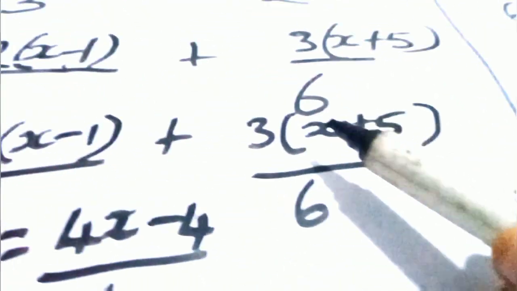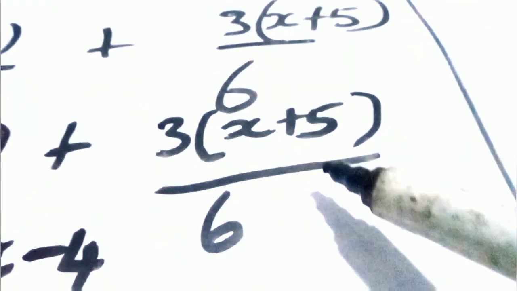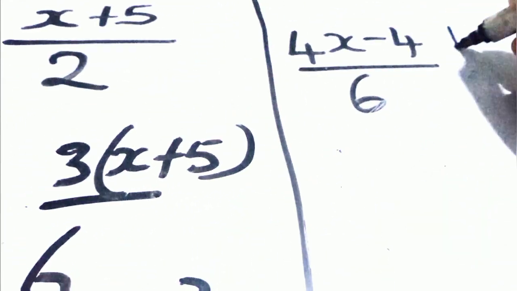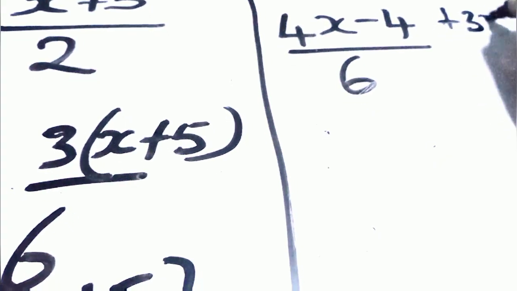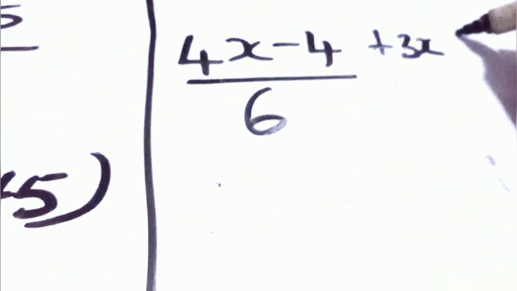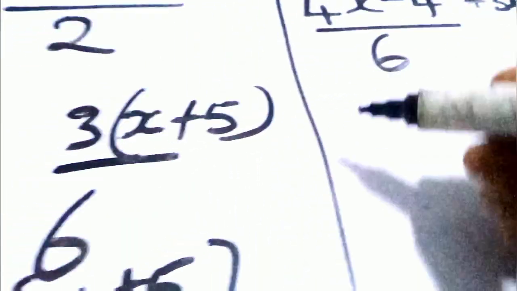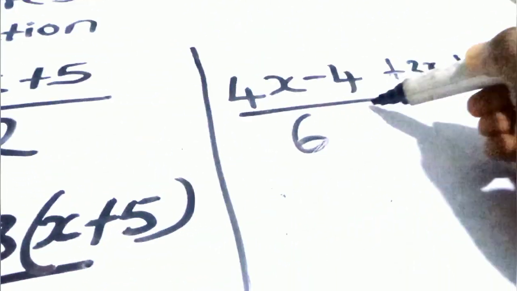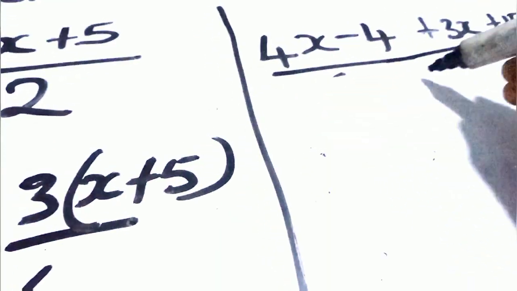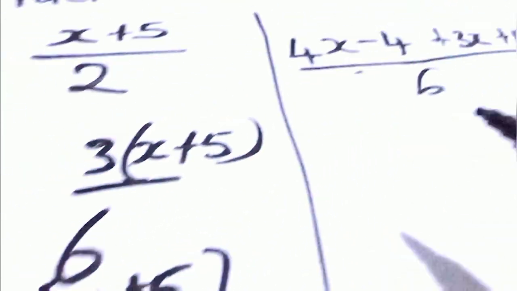So let us expand this bracket, which is 3 brackets x plus 5 all over 6. So 3 times x is what? 3x, plus 3x. 3 times 5 is what? 15, plus 15, all over what? 6. So the common denominator is 6. Let me extend this bracket to be 6 all over 6.